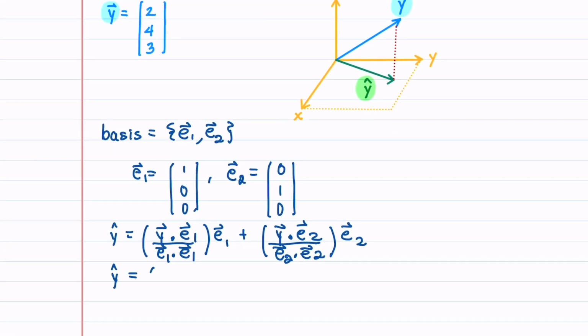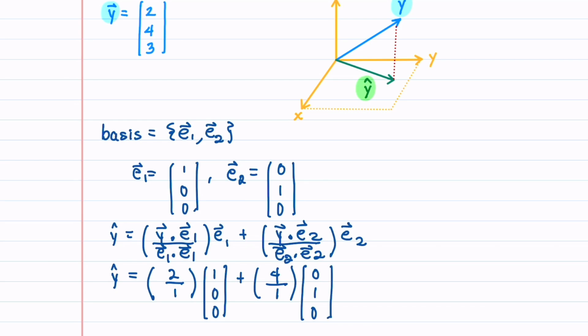Y hat is then equal to y dotted with E1, which is 2, divided by E1 dotted with E1, which is 1, times E1, plus y dotted with E2, which is 4, divided by E2 dotted with E2, which is again 1, times E2. This gives us an answer for y hat that's the vector 2, 4, 0. Notice that the third component is equal to 0 since y hat lies on the xy plane and z is 0.